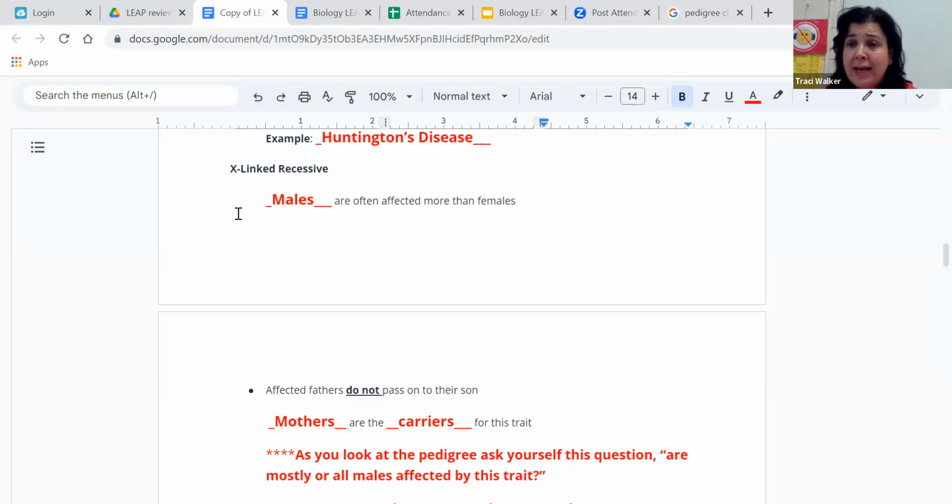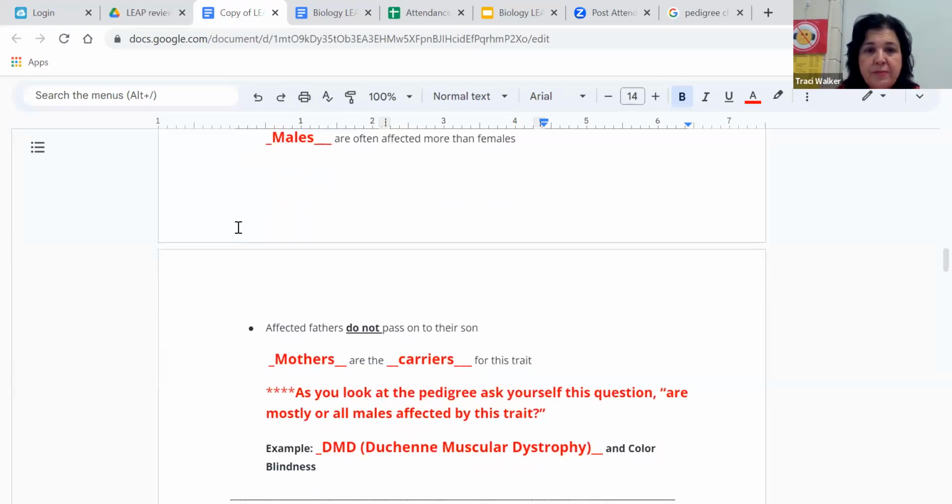And so if they inherit one defective gene on one of their X chromosomes, then the chances are pretty good, it's a 50-50 deal, that their other X chromosome will not have the defective gene. And so in that case, it would cover up the defective gene. So females are not as likely to get these. Males are affected more often than females.